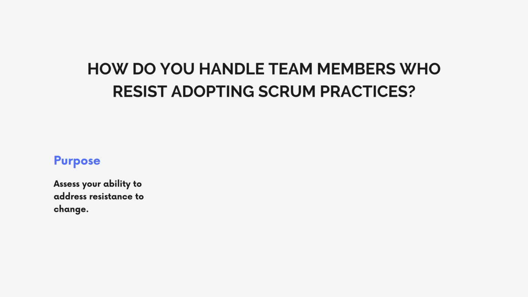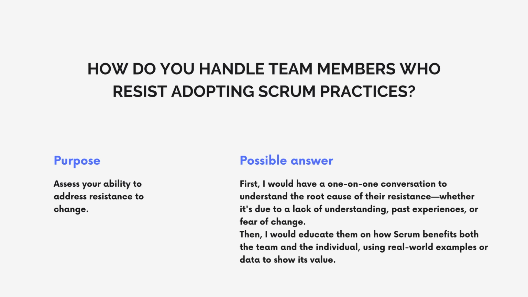Next up, how do you handle team members who resist adopting Scrum practices? Here, the purpose of this question is to assess your ability to address resistance to change. Possible answer, first you would have a one-on-one conversation to understand the root cause of the resistance, whether the resistance is due to lack of understanding, bad experiences in the past, or fear of change. And then you would educate them on how Scrum benefits both the team and the individual using real-world examples or using data to show its value.